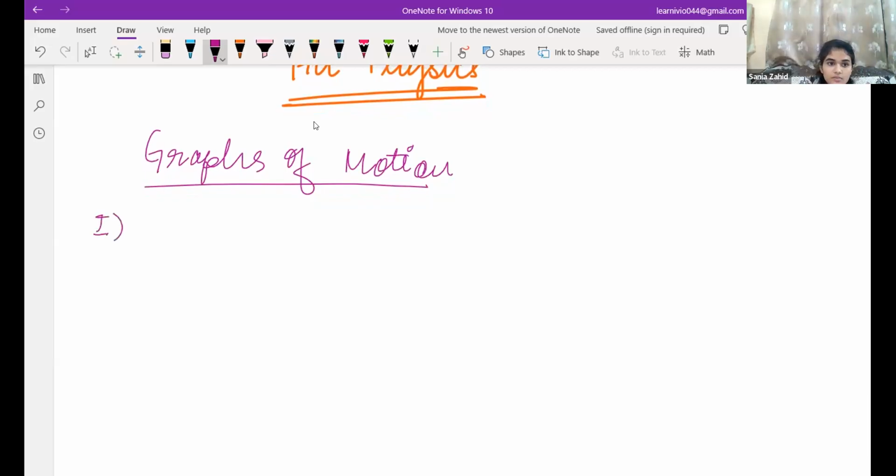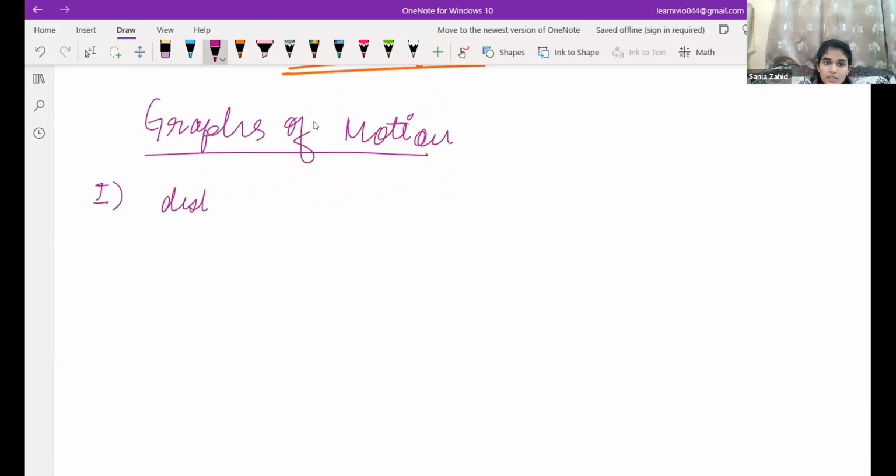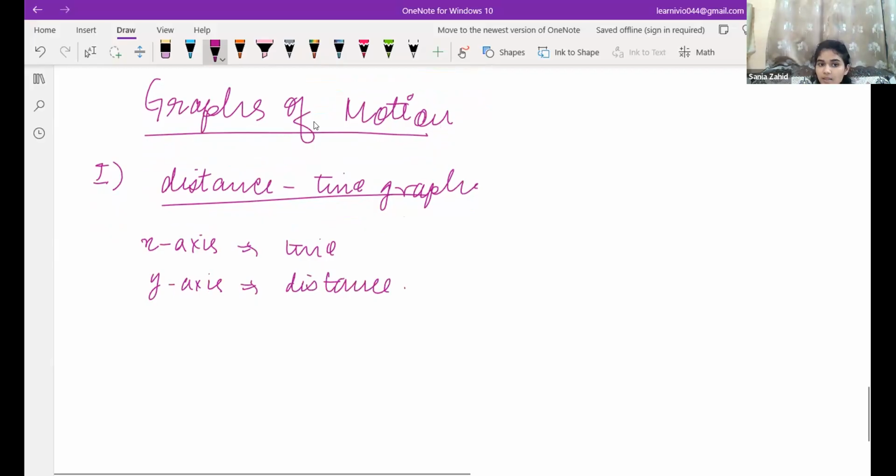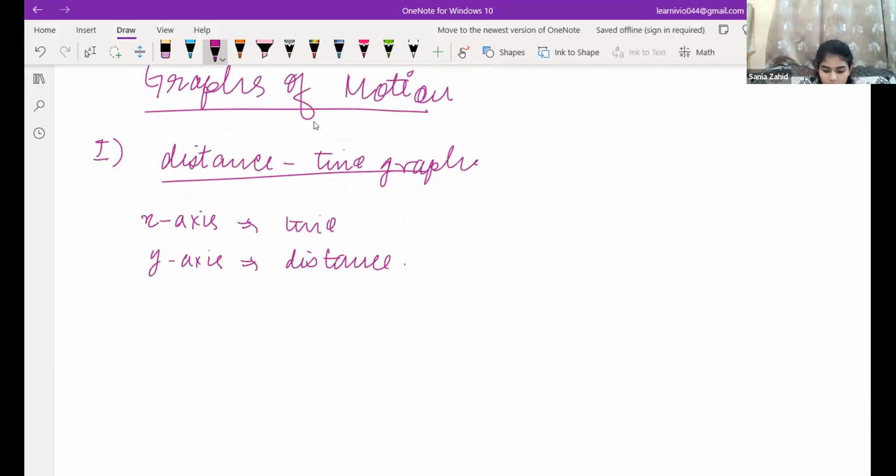Yes, ma'am. Okay, so Atheeb, the first type of graph that we will study is the distance time graph. You know what is the distance time graph? On the x-axis, you will be plotting the time, and on the y-axis, you will be plotting the distance. Now, for example, you have this type of graph.